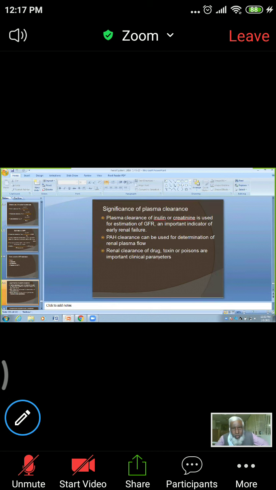Is it clear? Whether a drug, toxin, or poison is normally passing through the urine, we can understand by estimating the clearance.